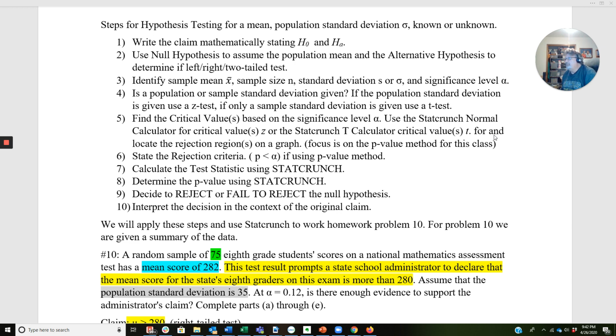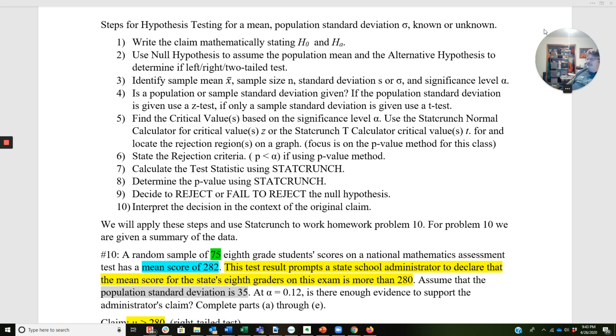So before we get to the problem, let's talk about the steps for hypothesis testing for a mean with the population standard deviation sigma known or unknown. We start by writing the claim mathematically, which we've discussed in a previous video. We use the null hypothesis to assume the population mean and the alternative hypothesis to determine if it's a left, right, or two-tailed test. We're going to identify the sample mean x bar, the sample size n, the standard deviation s, or the population standard deviation sigma, depending on what's given, and the significance level alpha.